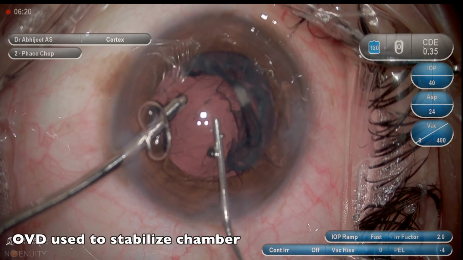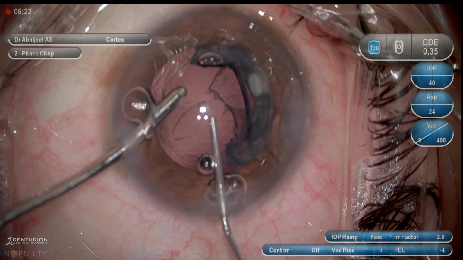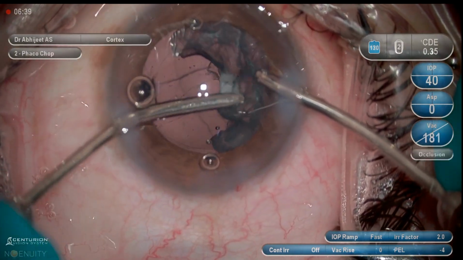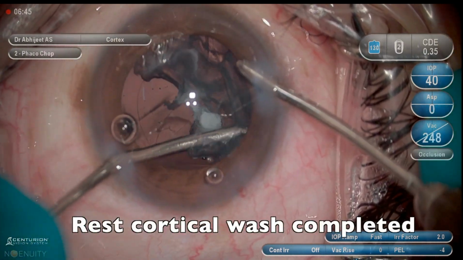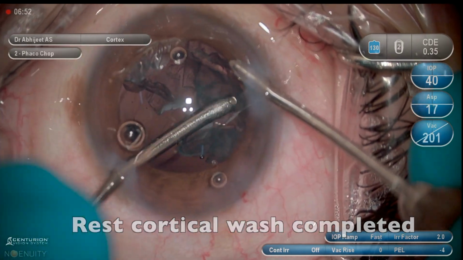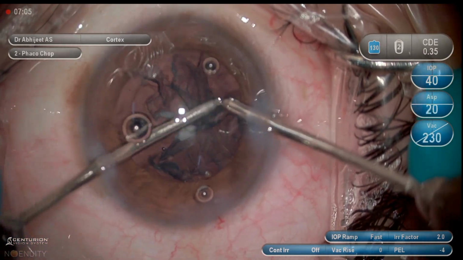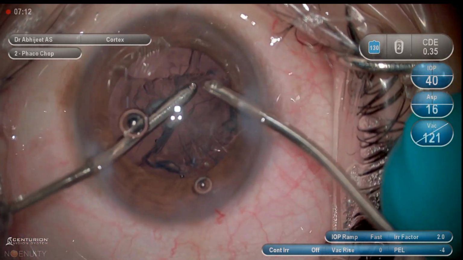OVD was used so as not to allow the PC defect to increase. This was a dispersive OVD. And then we completed the rest of the irrigation aspiration of the cortex with minimal fluctuations in the chamber.